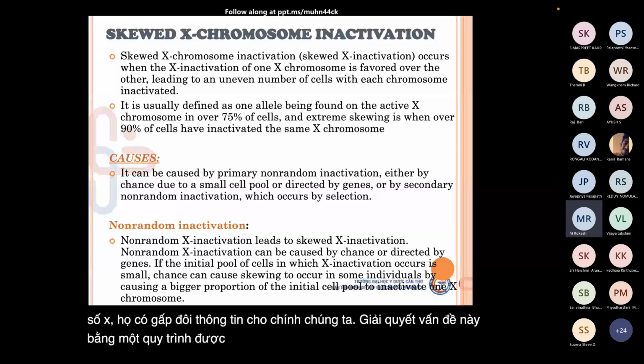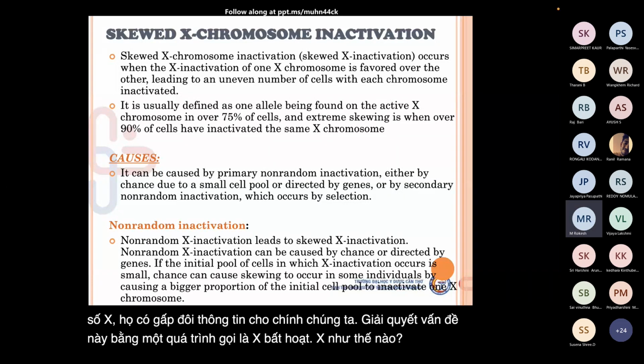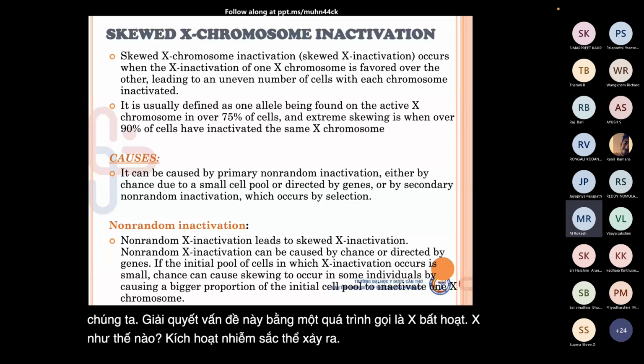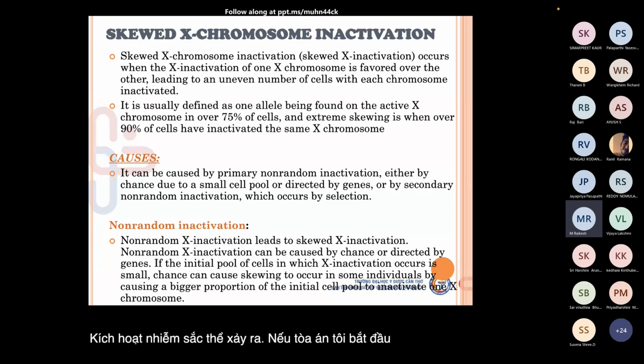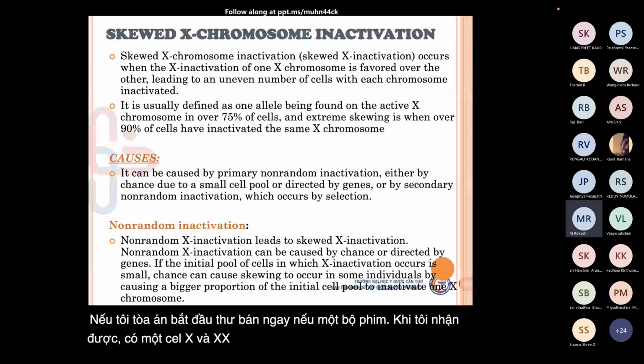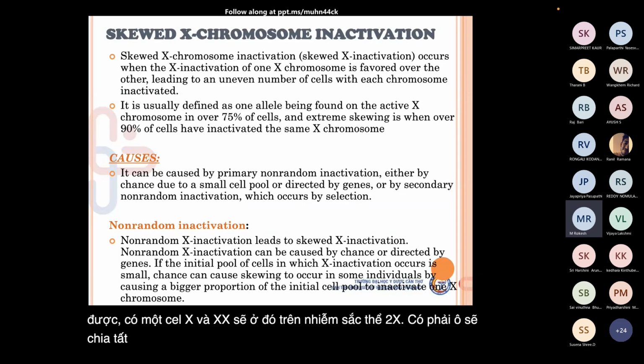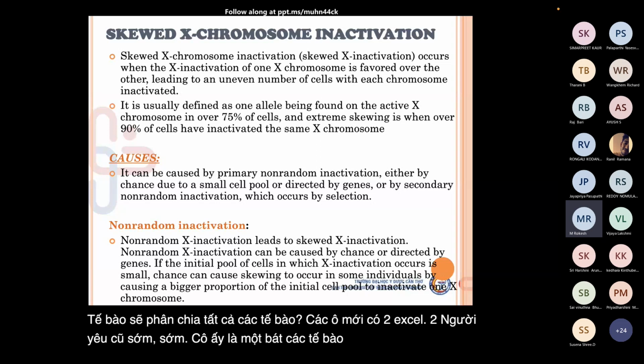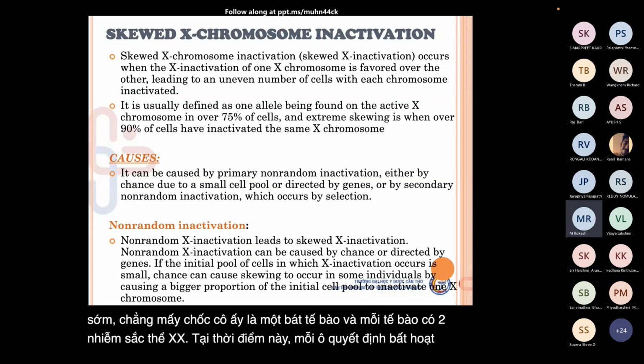How does X chromosome inactivation occur? A female zygote starts as one cell with an X and an X. The cell divides, and all the new cells have two X's. Soon she is a ball of cells, and each cell has two X chromosomes. At this point, each cell decides to inactivate one of its X chromosomes. Understand that?